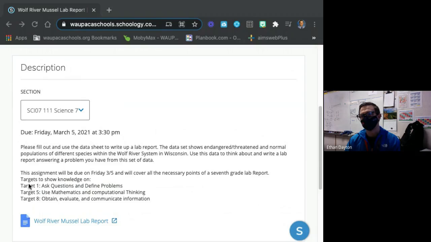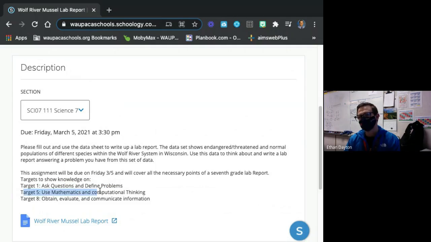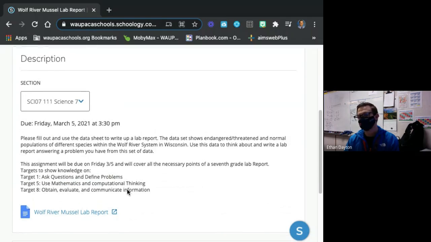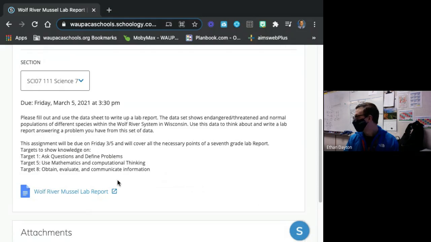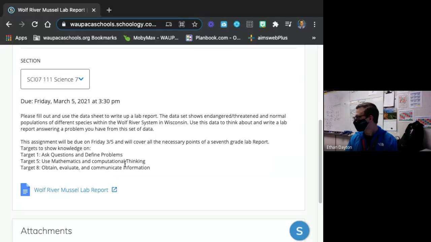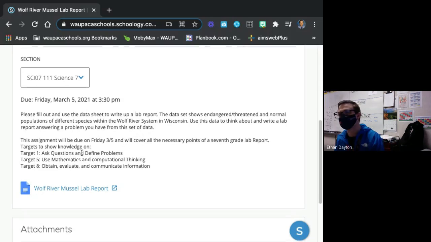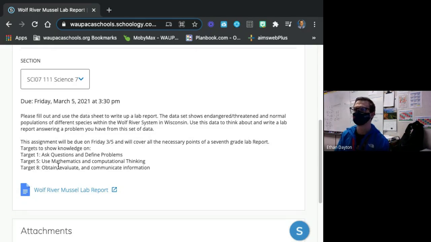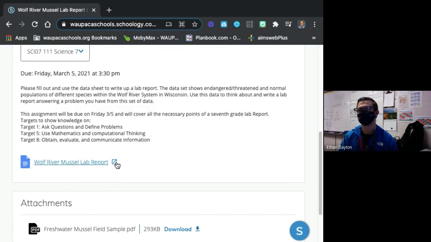All right, that's part of target 1 right here: ask questions and define problems. Target 5 is also making an appearance. You must use mathematics and computational thinking. You're going to have to do some adding. You're going to have to find percentages. All right, very easy, right? Add things all up, divide by 100. You will be able to get that. And then, of course, obtaining, evaluating, and communicating information.